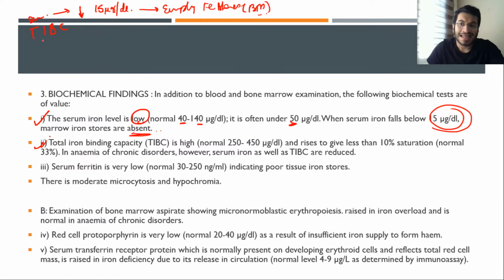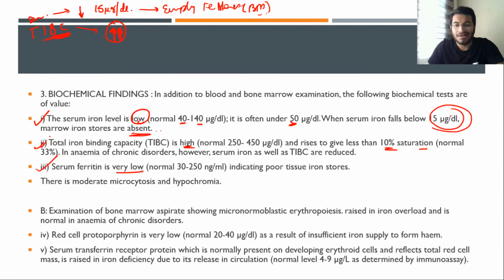TIBC, total iron binding capacity, will increase. Why? Because there is iron deficiency, and this is the binding capacity. [Hindi:] It means that if we give even a little iron, how quickly it gets bound. So this is increased because your body is deficient, and your body will be looking for when iron is available so it can grab it and utilize it. So total iron binding capacity is high and rises to give less than 10% saturation, and in anemia of chronic disorder, however, serum iron as well as TIBC are reduced.